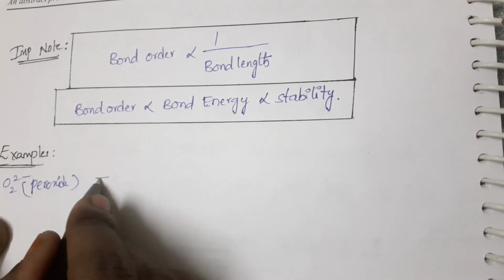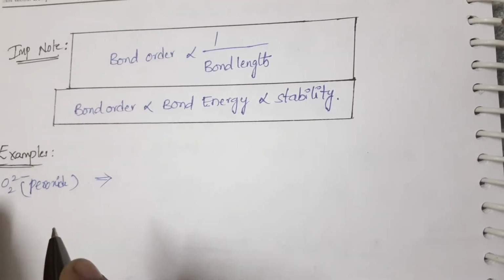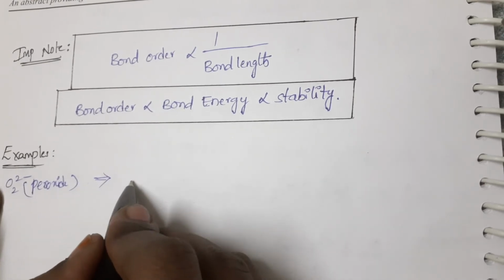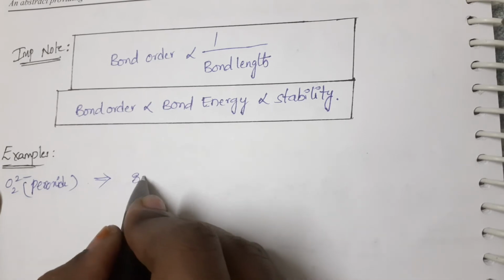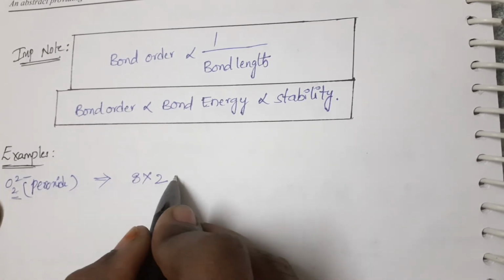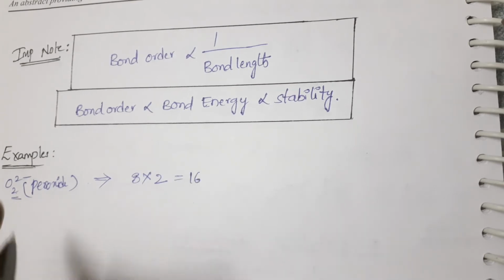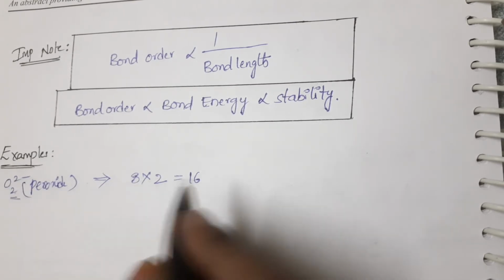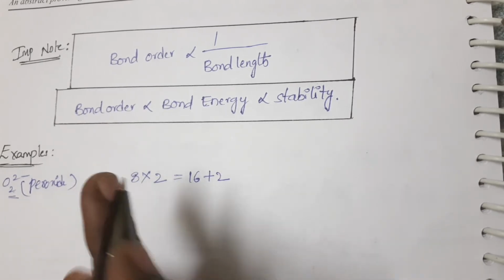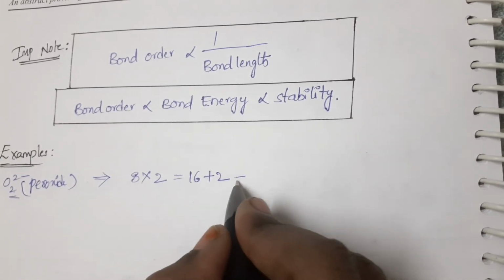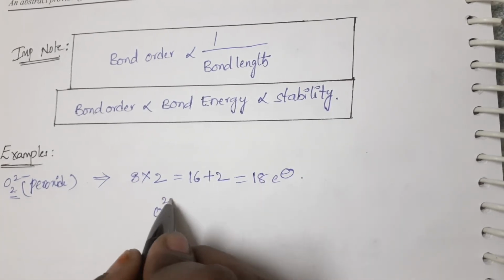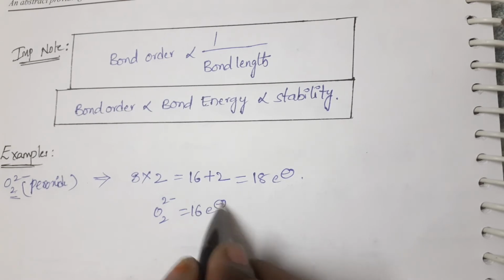So first we need to count the total electrons in the given diatomic molecule. Oxygen atomic number 8. How many oxygens are there? 2 oxygens are there. 8 into 2, 16 electrons. Here we are having 2 negative charge. Negative means we need to add that electron. If positive, subtract that electron. 16 plus 2, 18 electrons. This O2 2 minus ion contains 18 electrons.